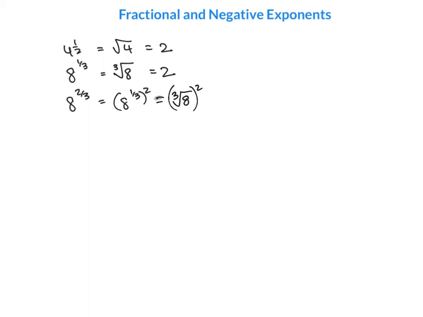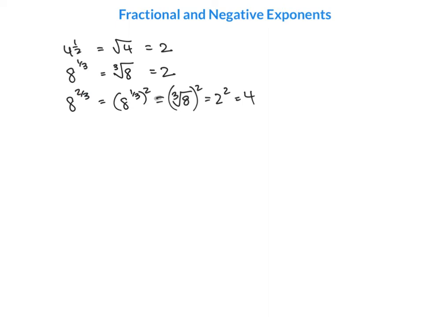So what is the cubed root of 8? That's 2. And then I have the square, so then I would have 4. So what it's asking for is, what number multiplied together 3 times gives me 8? That's 2. I need 2 of them multiplied together, so 2 times 2 is 4.